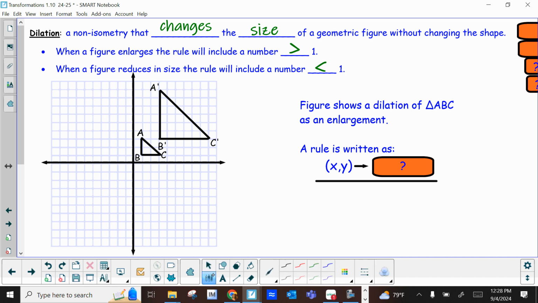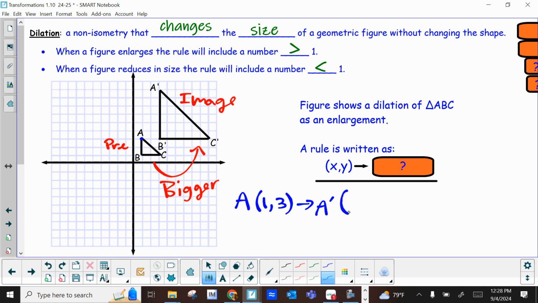So for instance, let's take a look at this coordinate here. What's happening here? It's getting bigger. Let's write that down, because this one is the image over here, and this one down here is your pre-image. So as we've been doing, let's study some of these coordinates. A is at 1, 3.